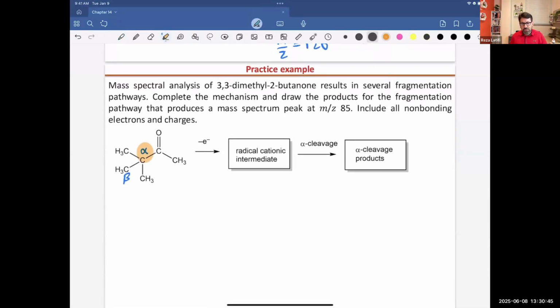The neighbor carbon, neighbor to the carbonyl, we call alpha, and the next one will be beta. All the betas are identical, and I'm going to call them 1, 1, 1. I do have another alpha, and this is going to be here. I'm going to call it alpha 2. So I have alpha 1 and alpha 2.